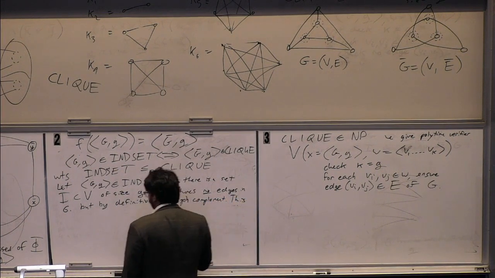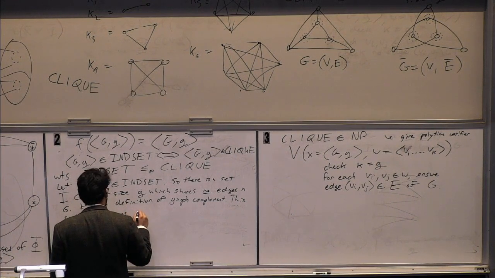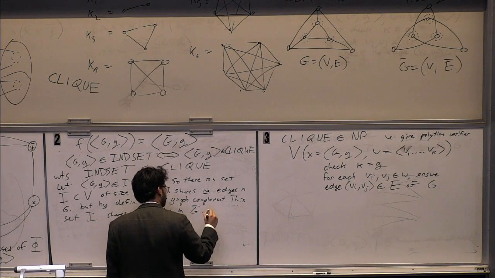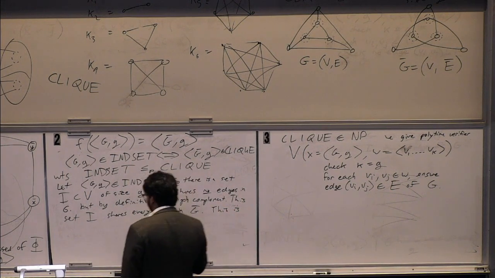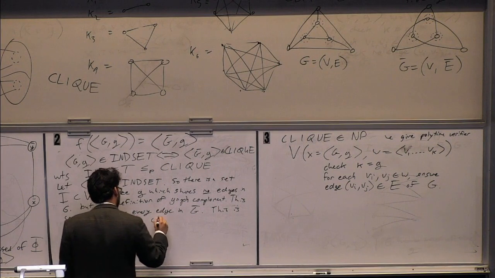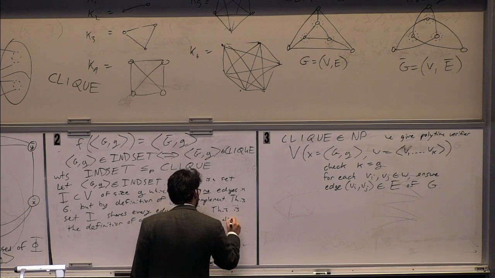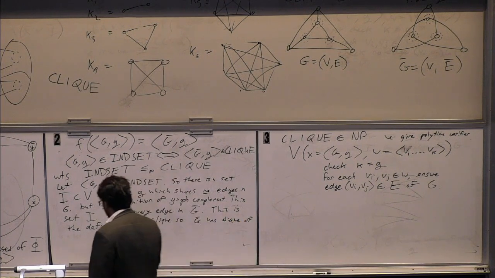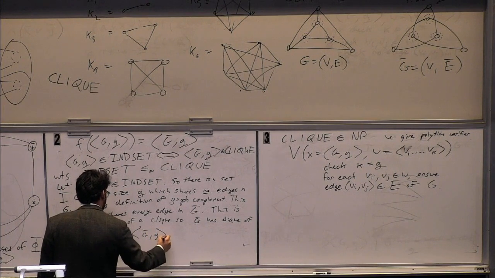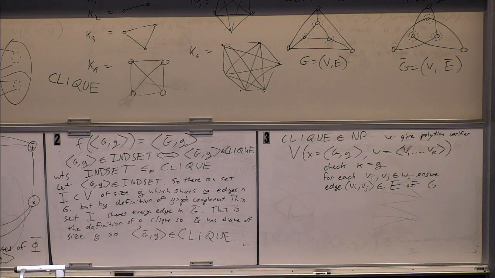this set I shares every edge in G complement. This is the definition of a clique. So G complement has a clique of size K. So G complement, K is in clique. Okay. Forward direction, pretty simple. Questions on that?